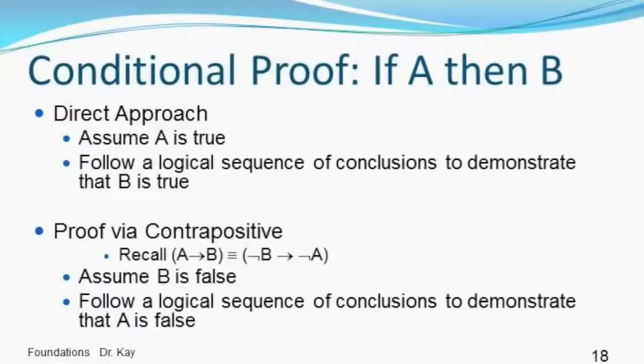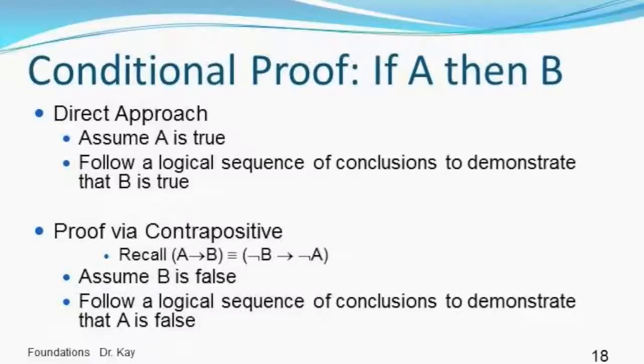Okay. Another kind of proof is a conditional proof, if A, then B. There are two typical approaches for this. Sometimes we use the direct approach, which is simply to assume A is true, right? If A is true, so assume A is true. And then follow a logical sequence of conclusions to demonstrate that if you assume that A is true, B has to be true as well.